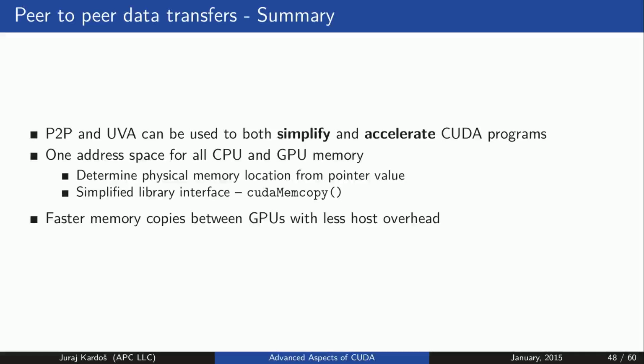To sum up, we have seen that peer-to-peer and unified virtual addressing can be used to both simplify and accelerate CUDA programs. Unified virtual addressing maps all the memory addresses to a single address space, which enables CUDA engine to determine physical memory location from pointer value. It simplifies library interface, for example CUDA memcopy, and enables us to copy data between GPUs with less overhead. That is, data can be copied directly from one device to another and not staged through host memory.